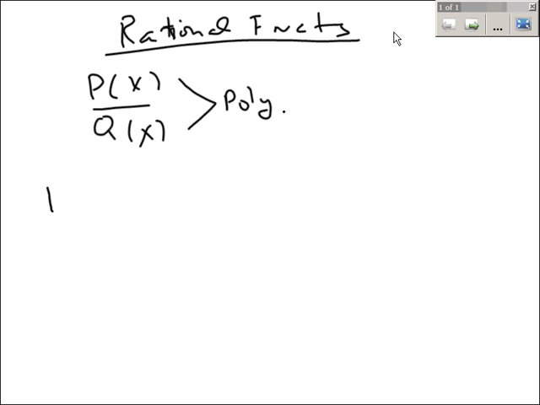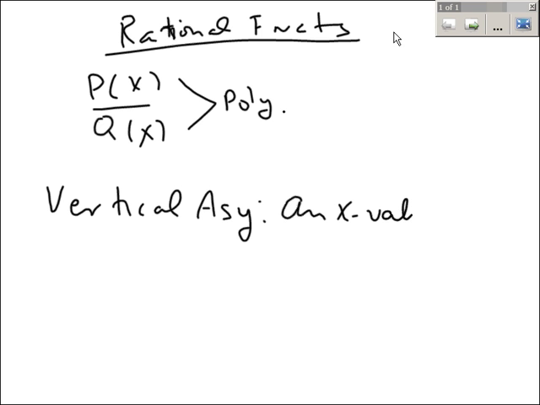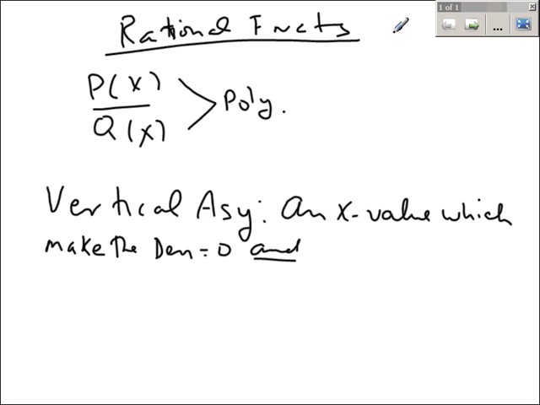Now, we need to define a couple of things. We need to define vertical asymptotes and horizontal asymptotes. An x value which makes the denominator equal to 0, and that means at the same time the numerator is not 0, is called the vertical asymptote.